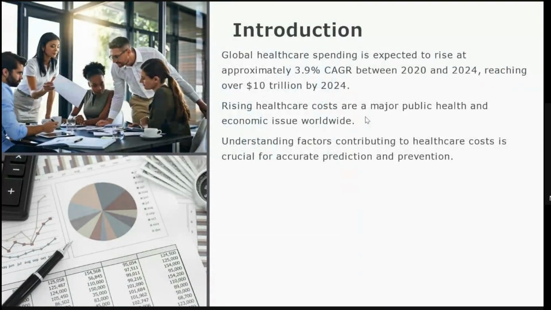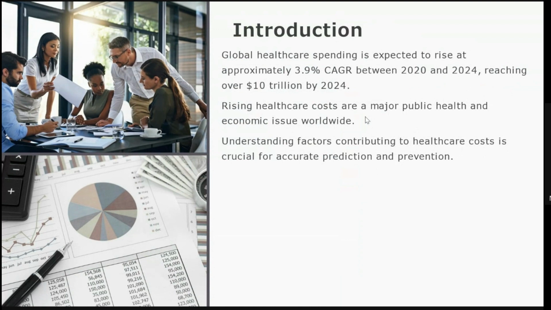So let's look at it. So approximately 3.9 CAGR between 20 and 24, that is 4 years, it's going to reach 10 trillions. So global healthcare spending is going quite high. It's really running into trillions. That means the economy of India and China put together. India right now is a 3 trillion economy. So rising healthcare costs are a major public concern all over the world.